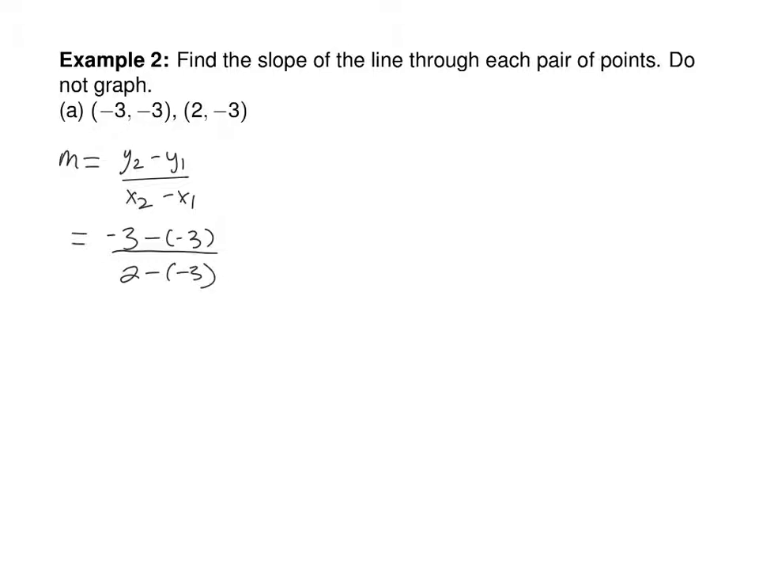If you want to change those double negatives to positives right away, I don't care. What's your numerator going to actually be? Zero. So 0 over 5. Is that 0 or is that undefined? Zero. That's 0. So you're going to have some kind of horizontal line of some sorts. Except it's not up there, it's down there.